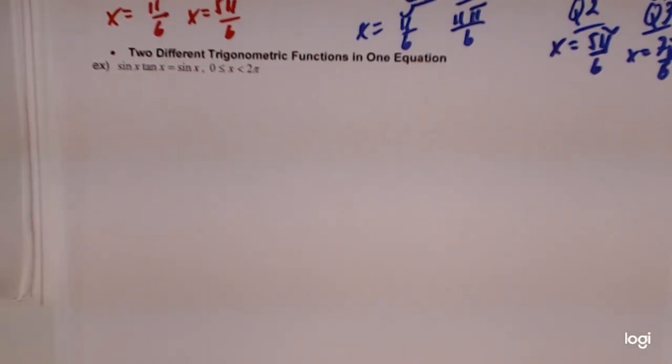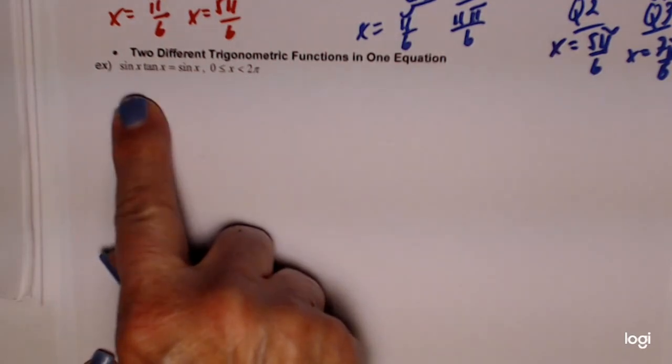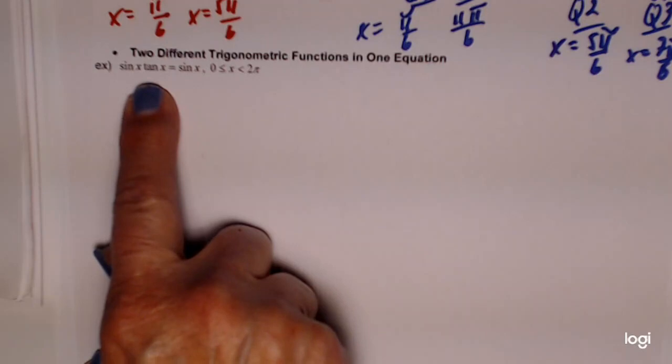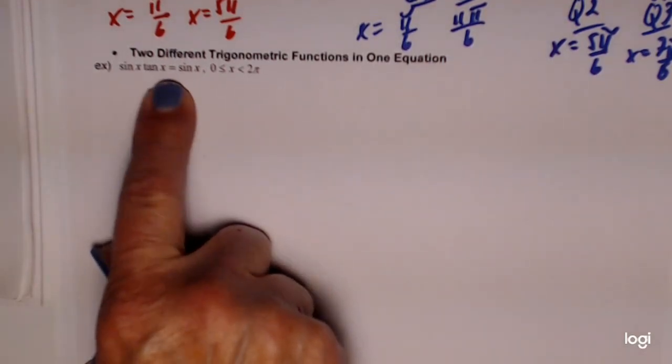Another way that we might come across these trig equations that need to be solved, whether you want to or not, you're going to learn it, we're going to learn it, is something like this where we have two different trig functions in one equation. Here we have sine of x times tan of x is equal to sine of x. So we have sine and tangent.